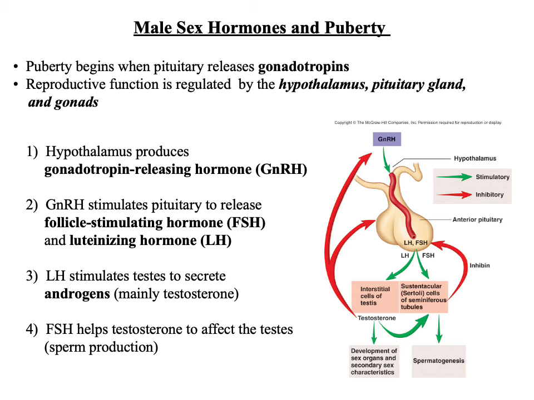The luteinizing hormone stimulates the secretion of the androgens, and then the follicle stimulating hormone helps the testosterone in terms of stimulating the testes to produce sperm. Those two hormones together are basically, the LH is stimulating the secretion of the testosterone, and then the follicle stimulating hormone is facilitating that testosterone in terms of its role in the production of sperm.